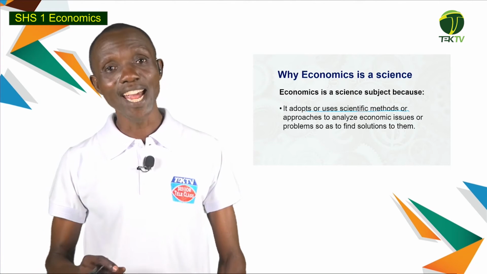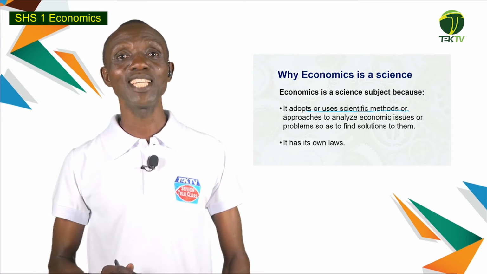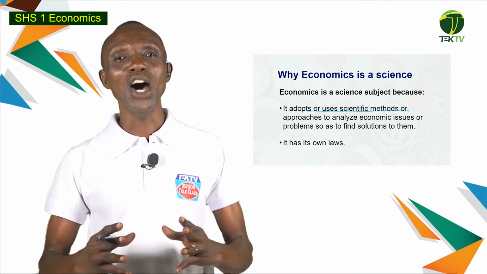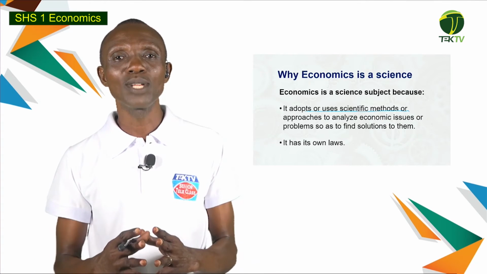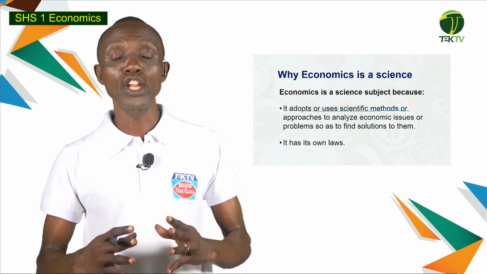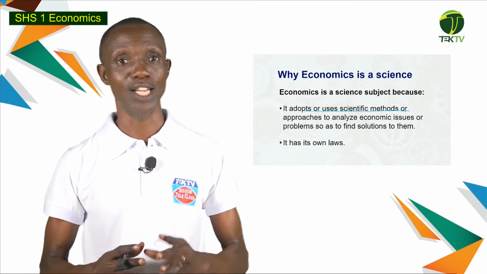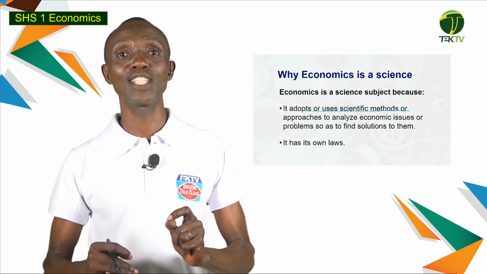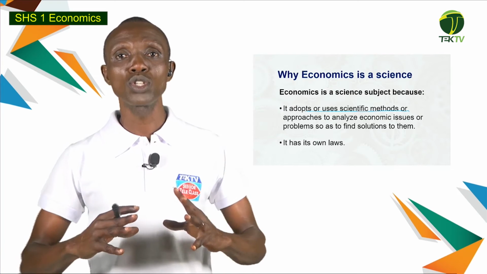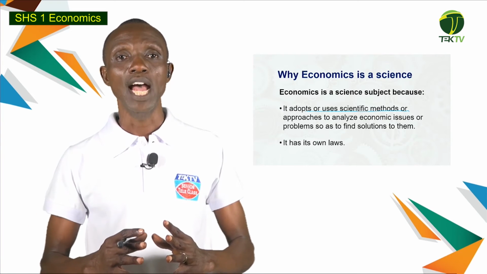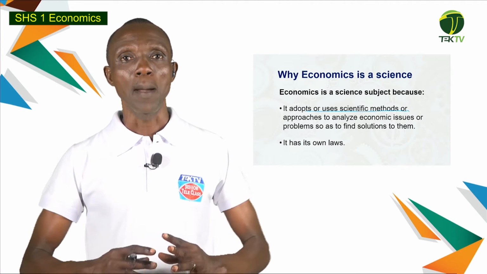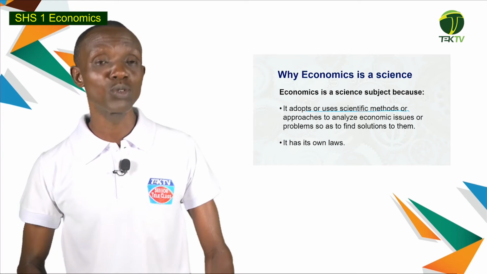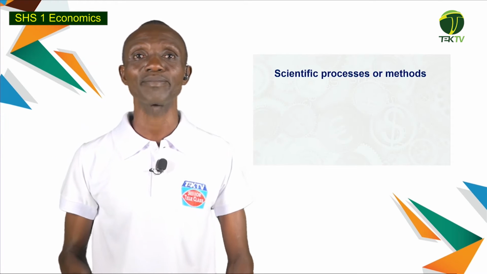Good. Again, it is a science because it has its own laws. Now, as we move further, you will see there are laws that are peculiar to the study of economics, which are not used in any other subject. Economics has its own laws. So these two reasons, the fact that it uses scientific methods to solve economic problems and the fact that it has its own laws, make economics a science. Now let's move further to elaborate on the scientific methods.